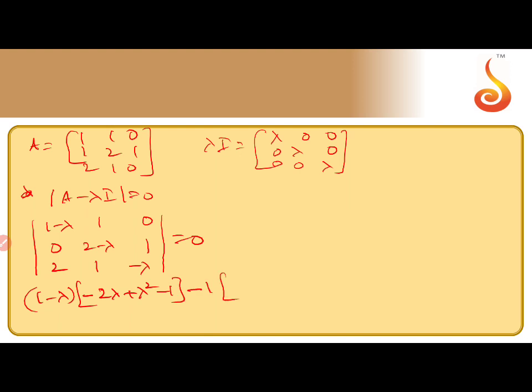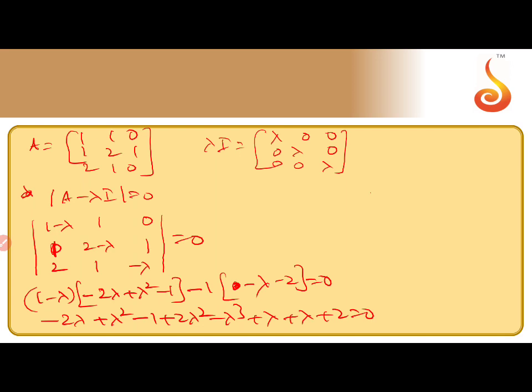Now the second term, 1 into... so this is here 1, sorry. So 1 minus 0, 1 only, right? Clear. So first one here minus lambda minus 2. The last term you have 0 only. So you can multiply slowly: minus 2 lambda plus lambda square minus 1, plus 2 lambda square minus lambda square plus lambda plus 2 equal to 0. If you simplify now, minus lambda cube is the highest term.